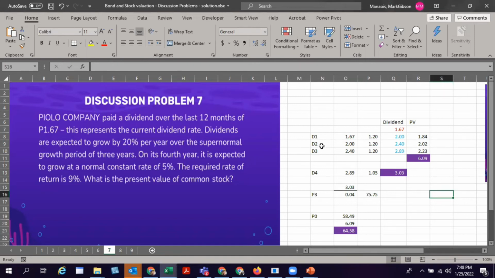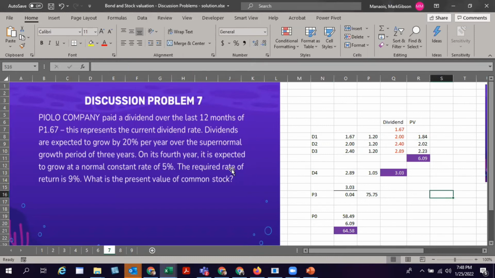Next, for the next 3 years, 2 multiplied by 1.20, that's 2.40 pesos. And then finally 2.4 multiplied by 1.20, that would be 2.89 pesos.